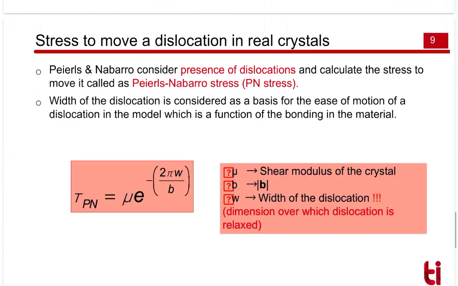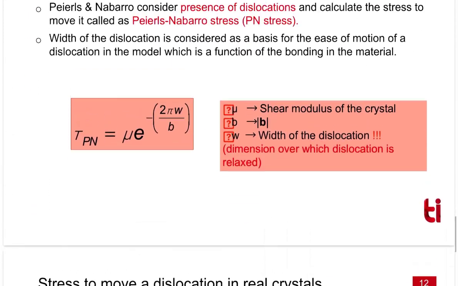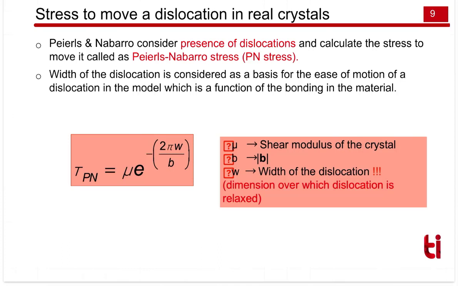So our purpose now was to calculate the stress required to move a dislocation. Now planes are not completely slipping on each other. What actually is happening? The dislocations are moving. Slip is taking place by movement of dislocation.